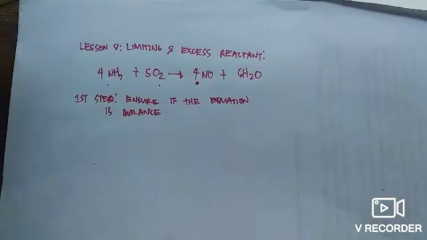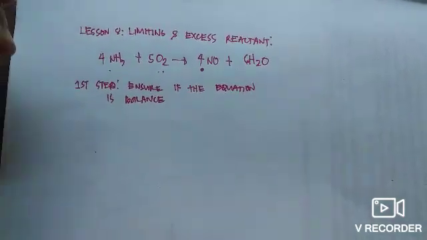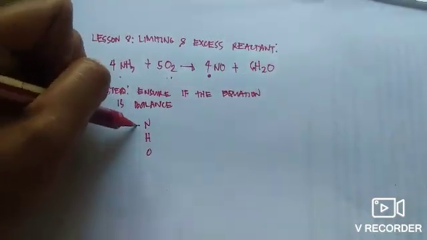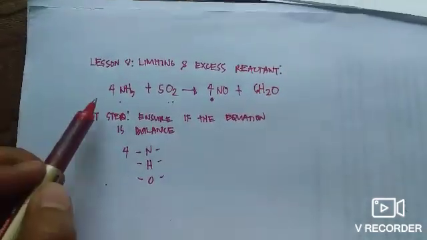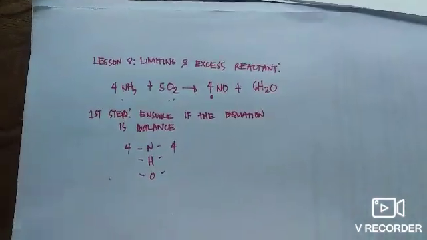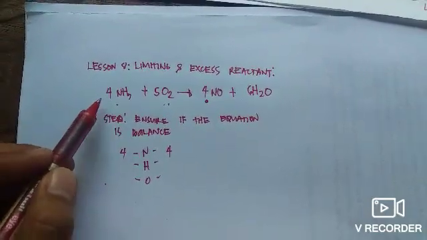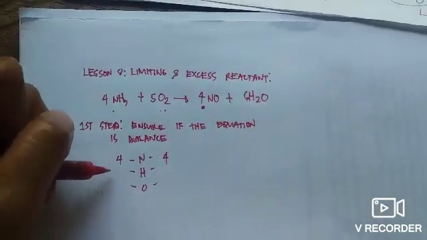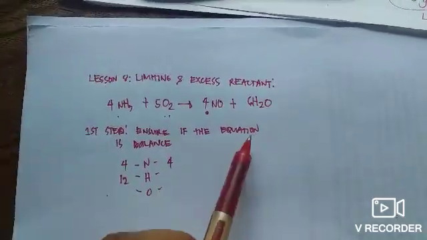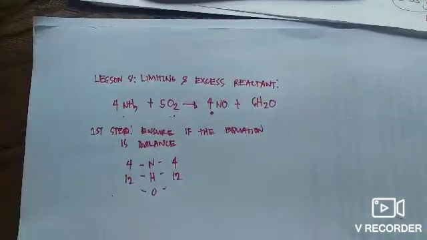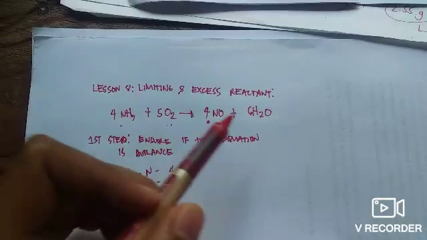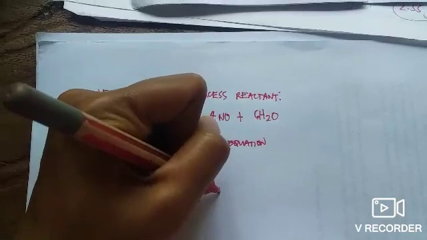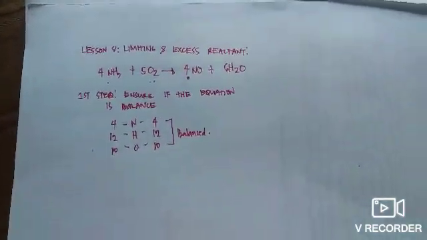Okay, so NH3 and O2. We have 4 atoms of nitrogen and 4 atoms of nitrogen. We have 3 times 4, 12 atoms of hydrogen and 12 atoms of hydrogen. So 5 times 2, 10. 6 plus 4 is 10. So it is balanced. So we're done with step 1.